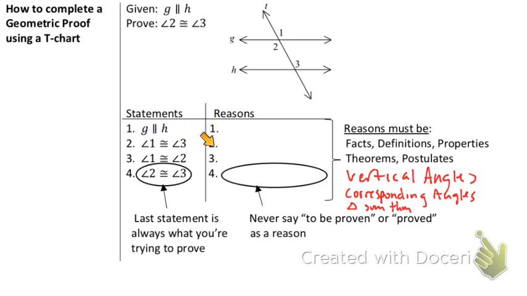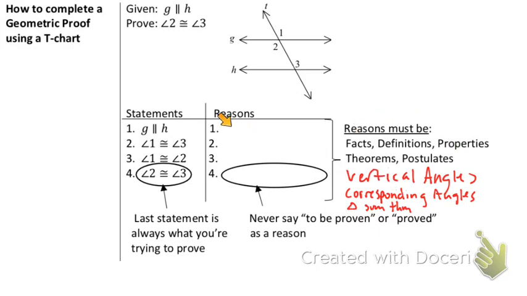And then last but not least, your last step is always what you're trying to prove. If you notice in this example, my last step is what I'm trying to prove. And the reason is you have to give me a reason. You can never say, oh, because I proved it, or because you asked me to prove it. You would have to give some type of reason.